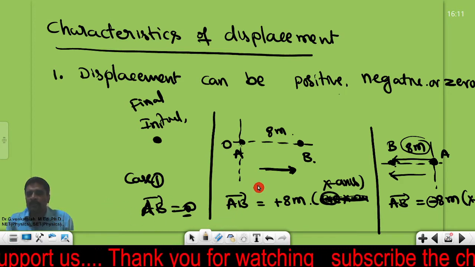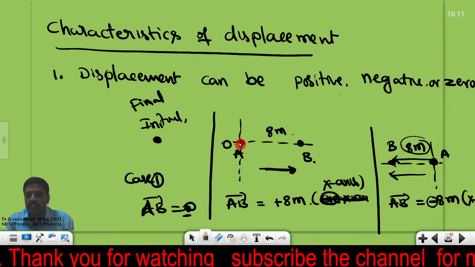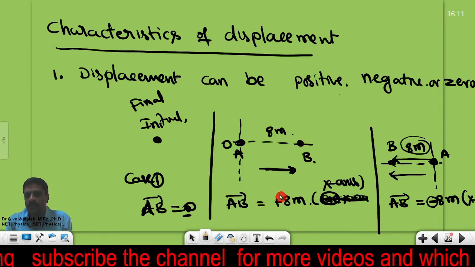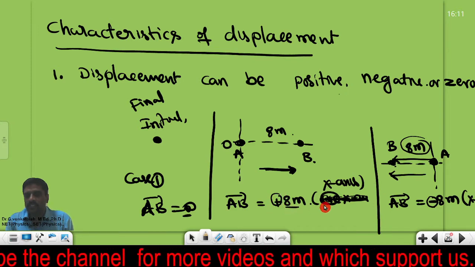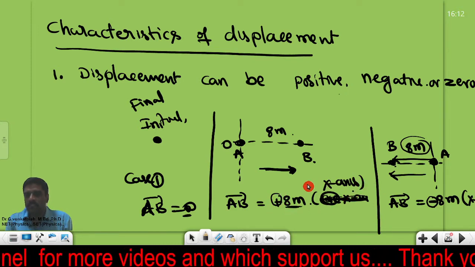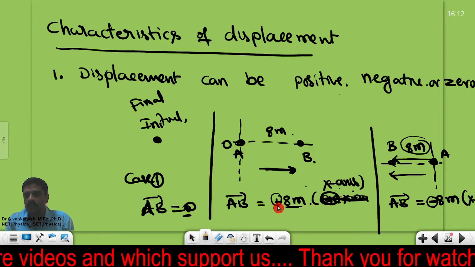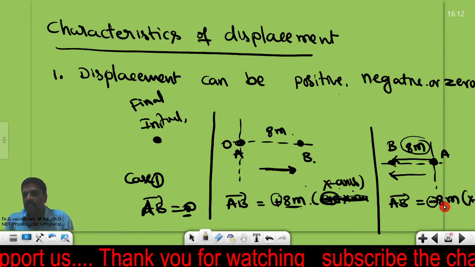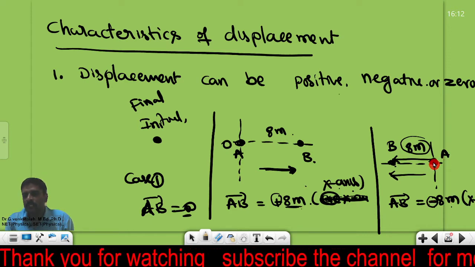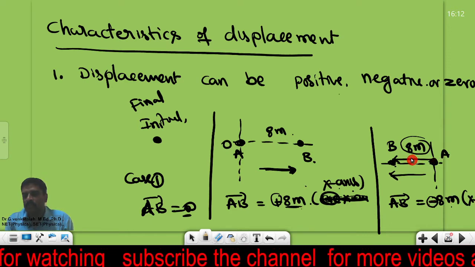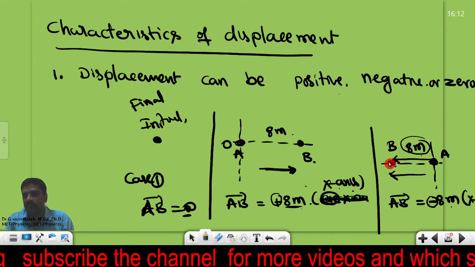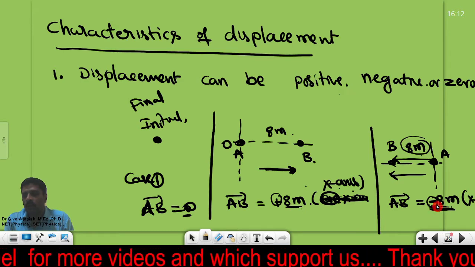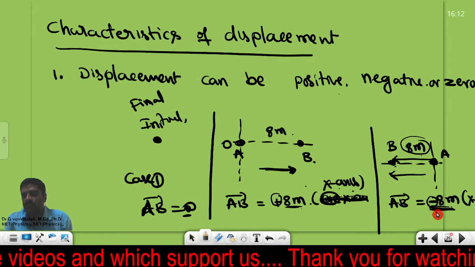One more time I am repeating here. If the object is moving from the origin in the positive x direction, we simply denote it with a positive 8 meters on the x-axis. That means the object is moved from the origin, from left to right, 8 meter distance. But negative 8 meters means the object is moved from the origin from right to left, 8 meter distance along the x-axis. So it gives the information about in which direction the object is moving.